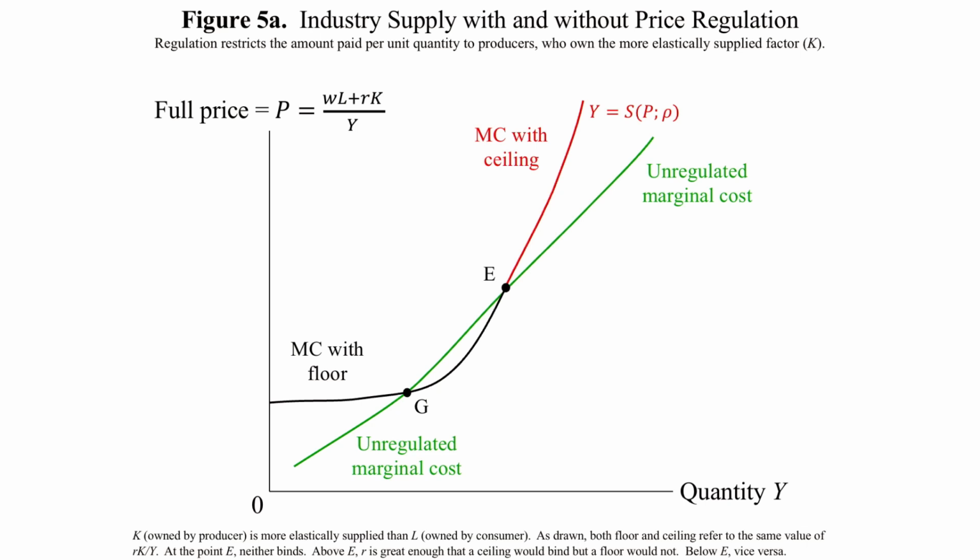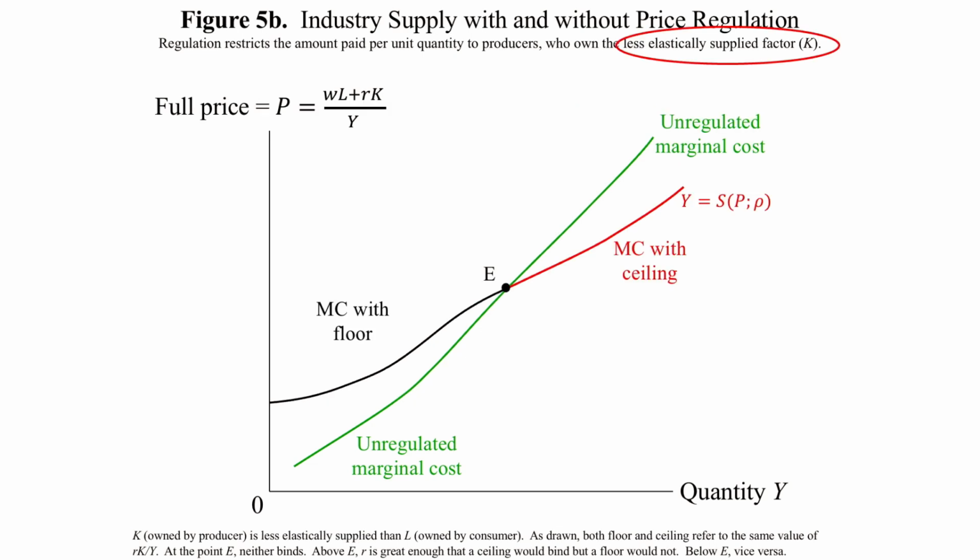What if K is inelastically supplied compared to L? And that's this picture. It rotates the other way. I didn't draw it in here, but that red curve can maybe cross again way off to the right. To be able to draw it this way, strictly speaking, I can only do it near E. Okay, so I'm going to draw a demand curve in here, and now we can talk about equilibrium.